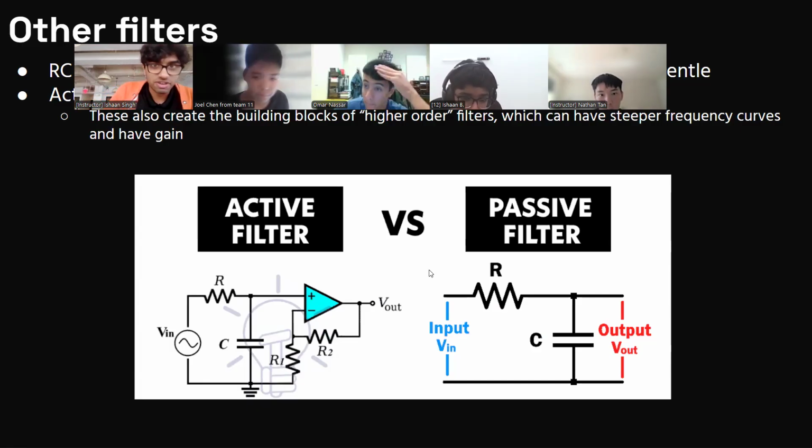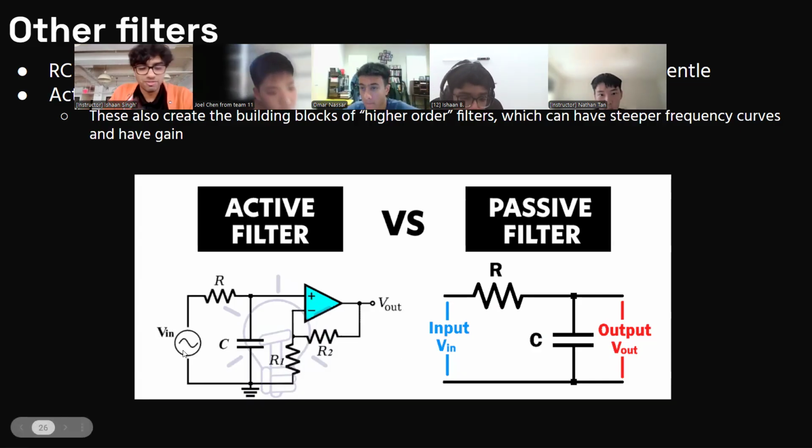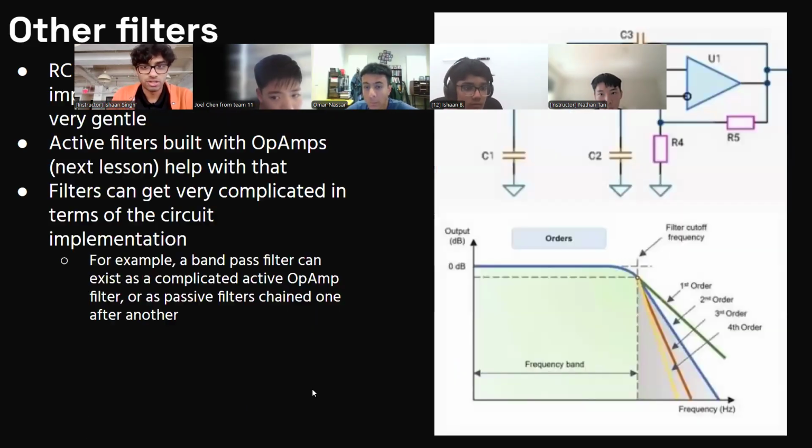And these active filters can get very complicated, like Chebyshev circuits and Bessel circuits and whatever other fancy nonsense. So it just becomes math at a certain point. But the crux of the design is that passive filters are simple. Active filters can do the same thing, but with a steeper response curve.